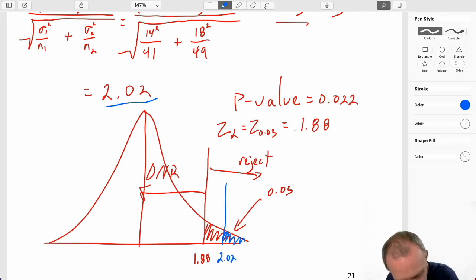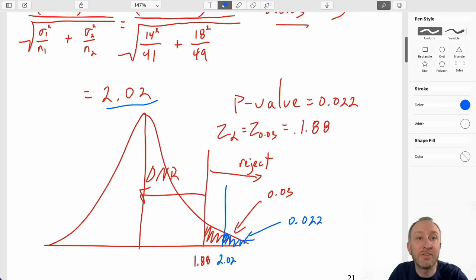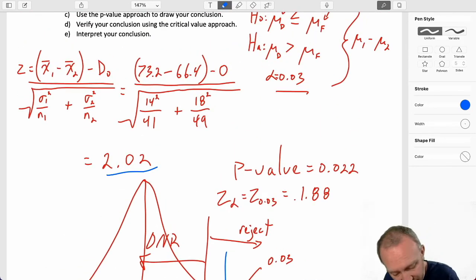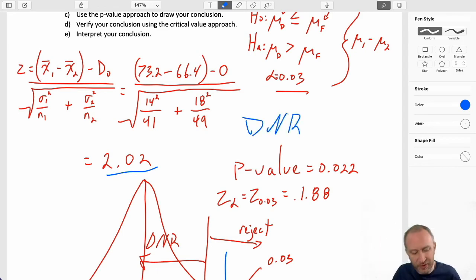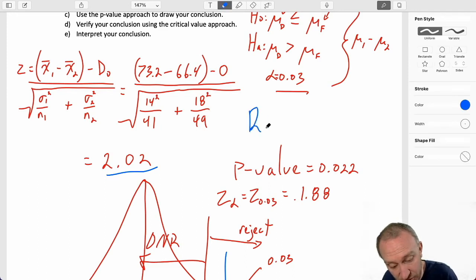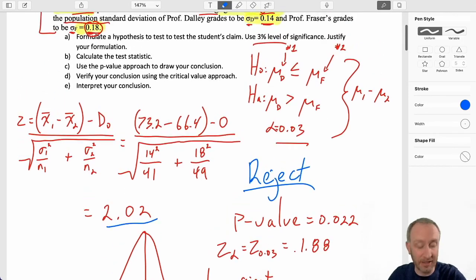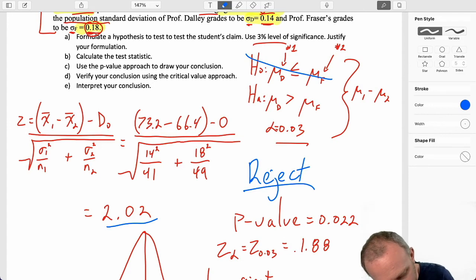And so, no surprises. That p-value, the blue area, is smaller than the red area. We get consistent results. Both of these results are telling us that we do reject. Our test statistic is larger than the critical value. Our p-value is smaller than the level of significance. Everything here is telling us to reject that null hypothesis.